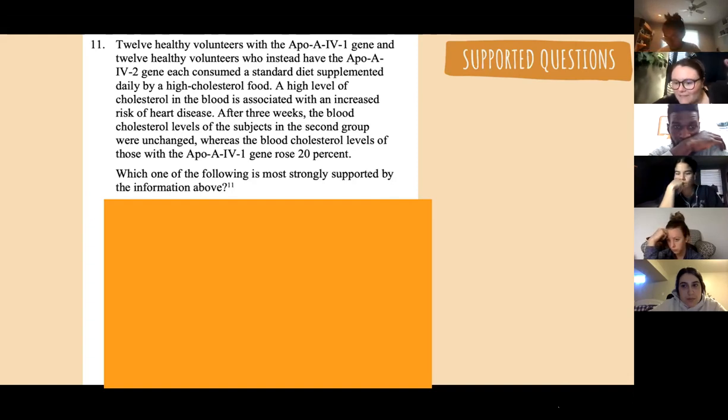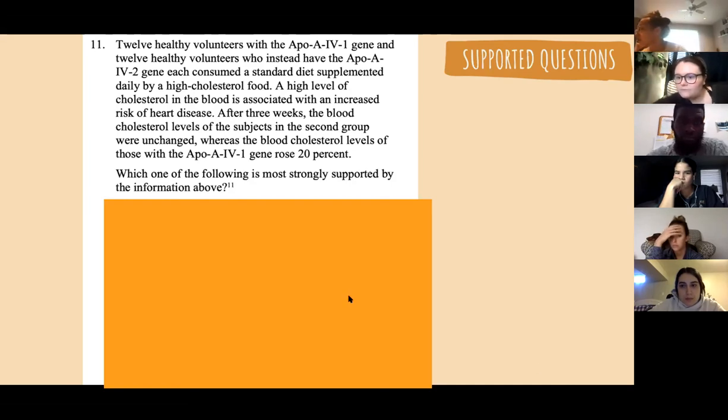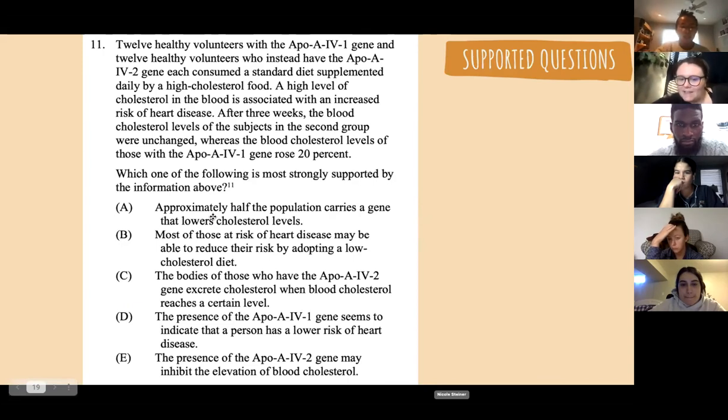So I love everyone that said that the first group may have a more likely chance of heart disease. That was excellent, right? Did a lot of people kind of go down that route? So go ahead and look through these answer choices and put your answer in the chat.